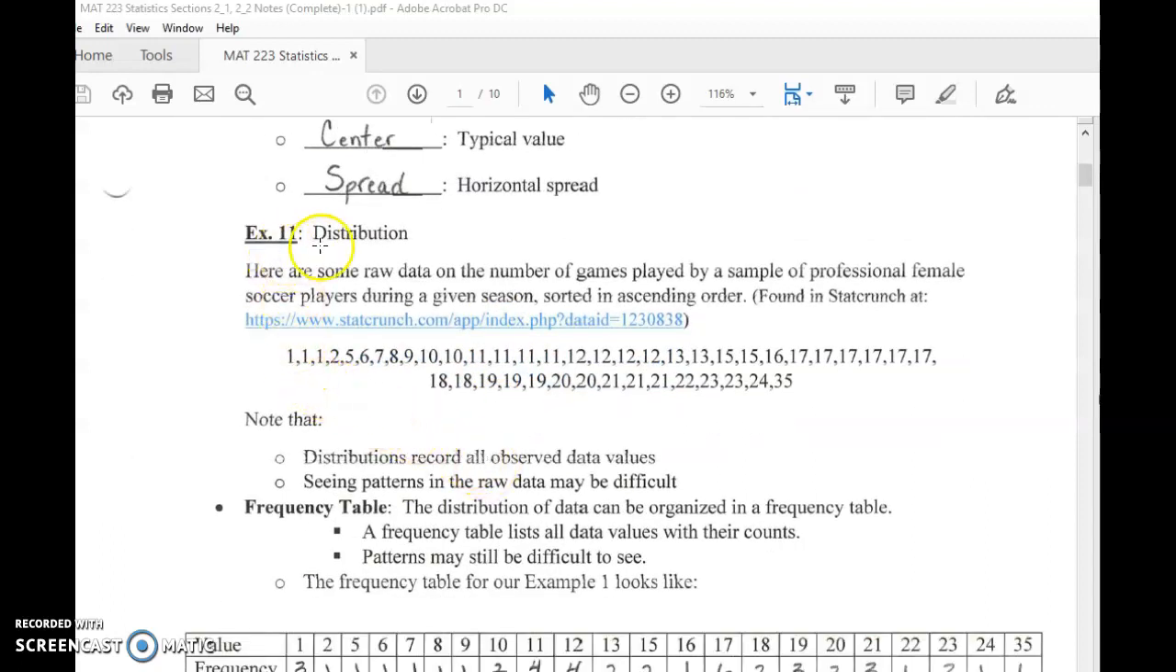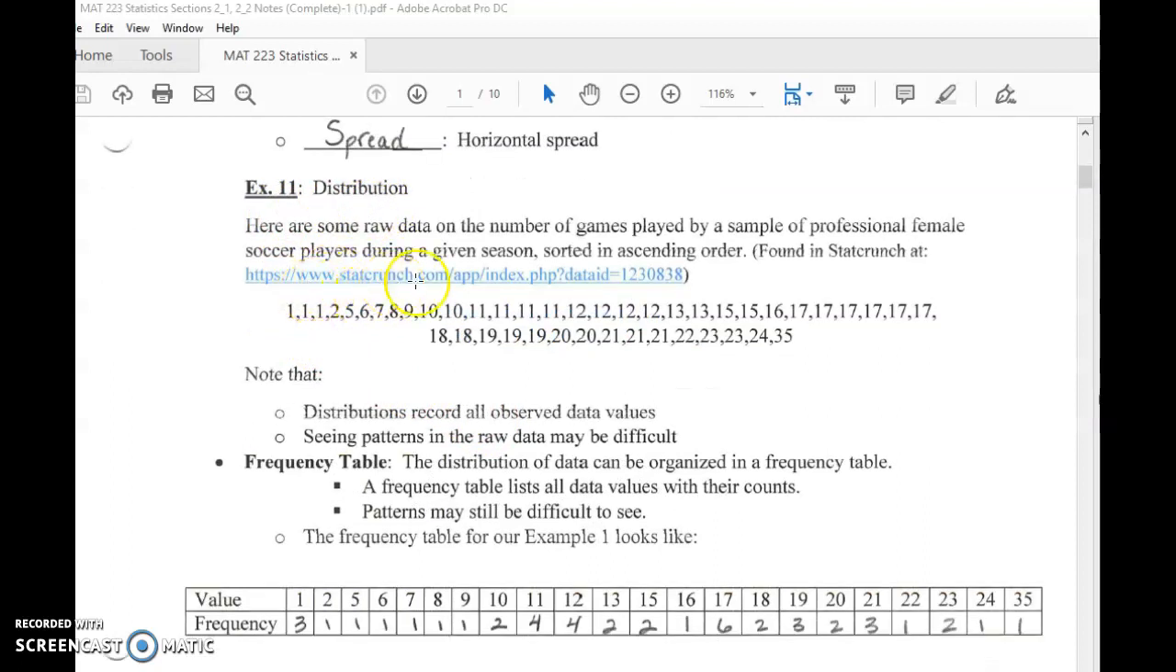Okay, so in example 11, we're going to look at a very simple distribution. This is some raw data on the number of games played by a sample of professional female soccer players during a given season. I've sorted them in ascending order already, from the smallest to the largest. I actually found this data in StatCrunch. If you're interested, you can click on it and get the data yourself. Note that distributions record all observed data values. So when I'm looking at a distribution of data values, I'm looking at all of them. I'm not throwing anything out.